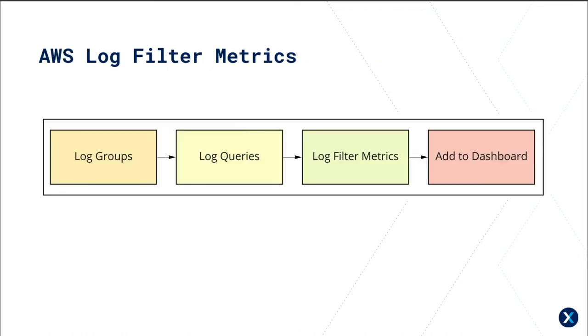So log filter metrics are basically metrics created from log groups or log queries. You would go into your log group, choose a stream that would have reproducible information that you want to find, create a metric from that information, and add it to your dashboard from there.